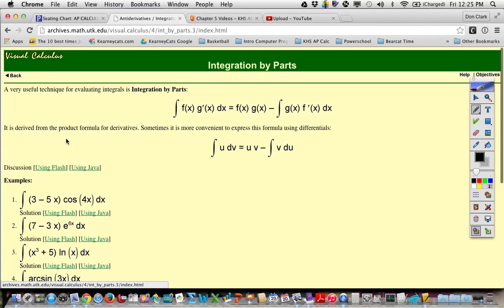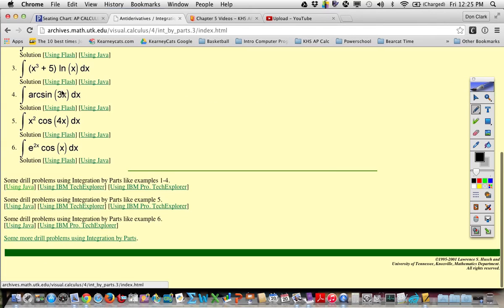There are about 4 good examples here. But one of them is just plain old arc sine by itself, and it's on the page that says integration by parts. So I want to talk about that. Down here it says some problems like examples 1 through 4, because we're not going to worry about 5 and 6, but 1 through 4 would be good. So I finally got my computer to work.